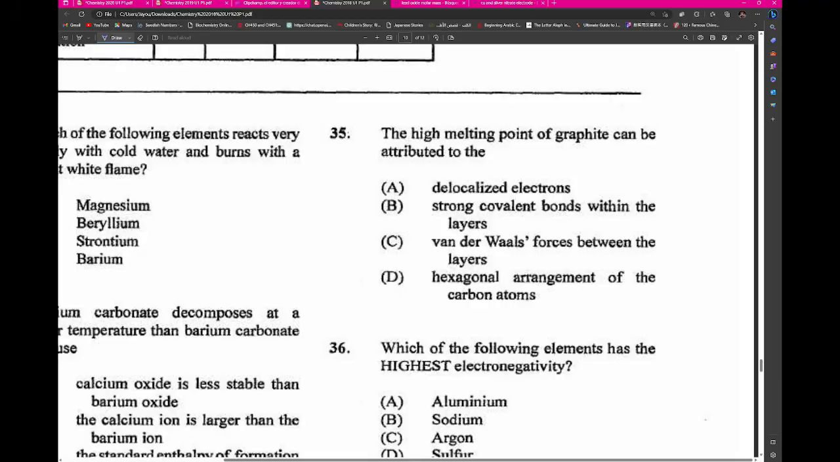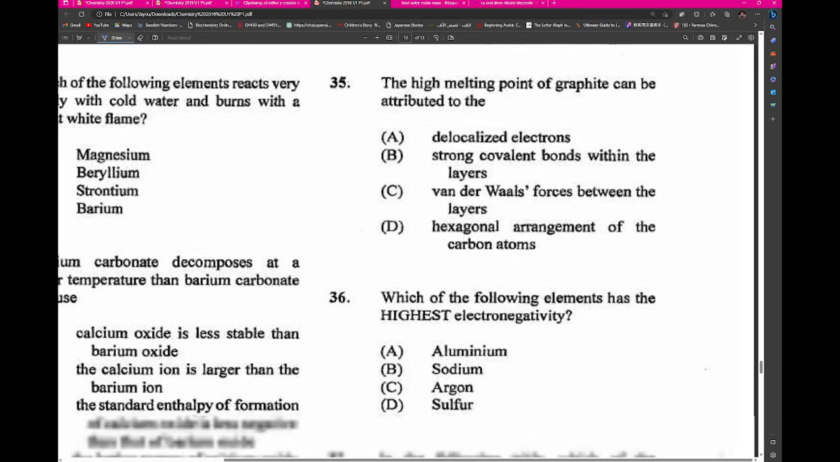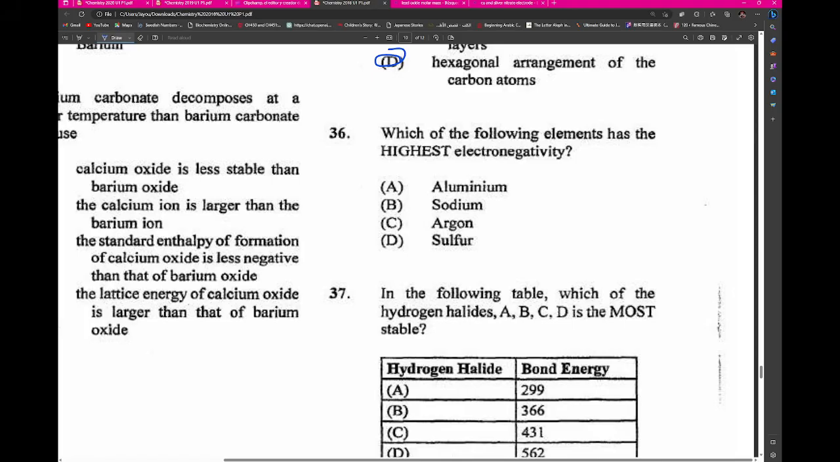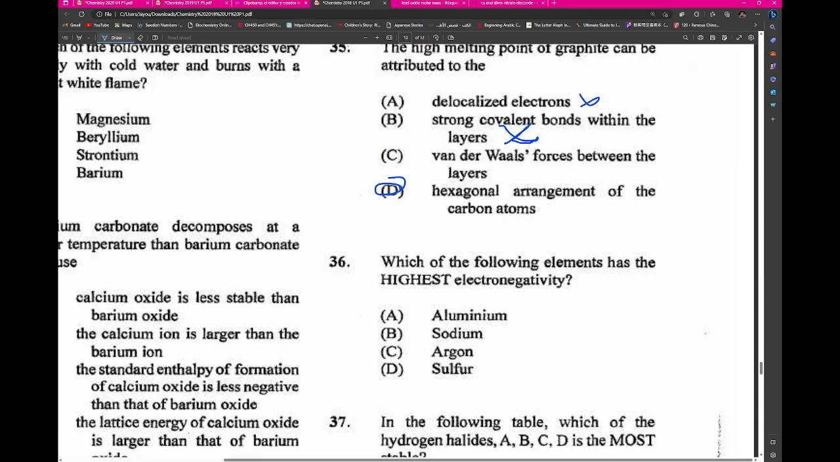The high melting point of graphite can be attributed to the... Are there strong covalent bonds within the layers? No, not necessarily. Delocalized electrons? No. I think it's the hexagonal arrangement of the carbon atoms, right? Is it covalent bonding within layers? Because don't they have the hexagonal thing? And they have some amount of bonding between the layers allowing for sliding.